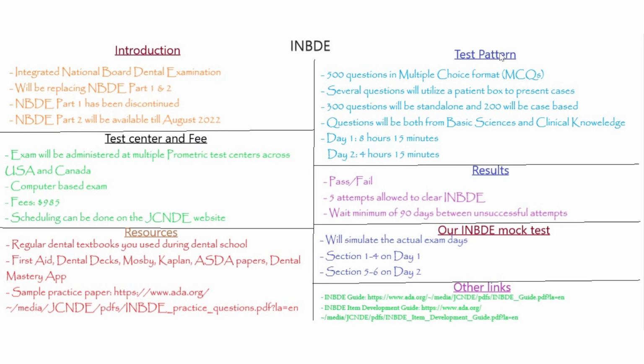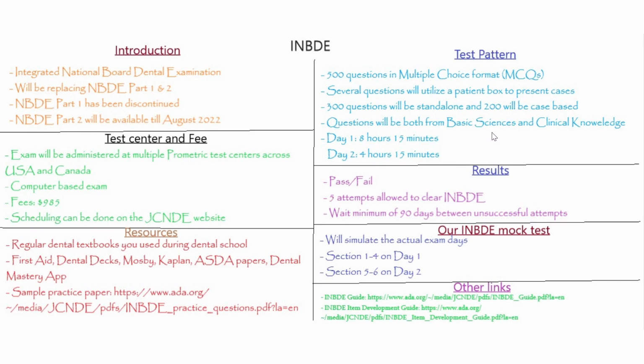Coming to the test pattern, just like the NBDE Part 1 and Part 2, this exam is going to be a multiple choice format paper. In total, there are going to be 500 questions. There are going to be 300 questions that are standalone and 200 will be case-based. What we mean by case-based is there is going to be a description about a patient, for example, the patient's age, all his vital signs, blood pressure, respiratory rate, and then a few other details about the patient. And then there are going to be several questions that follow that case. So 200 of those questions will be of this type.